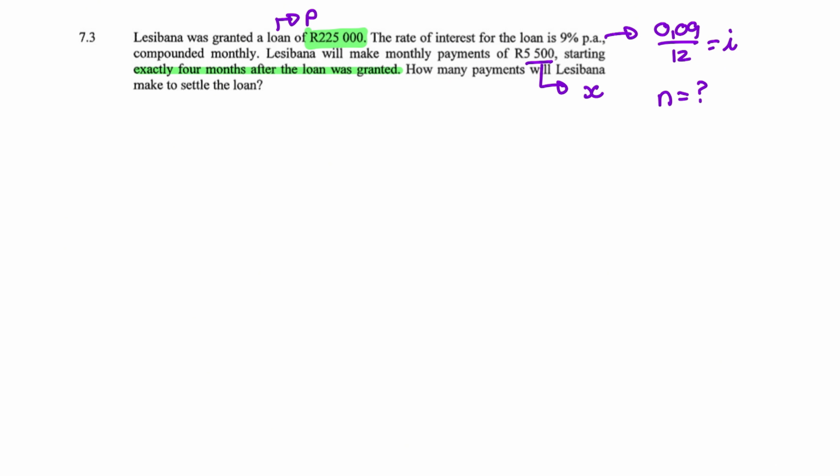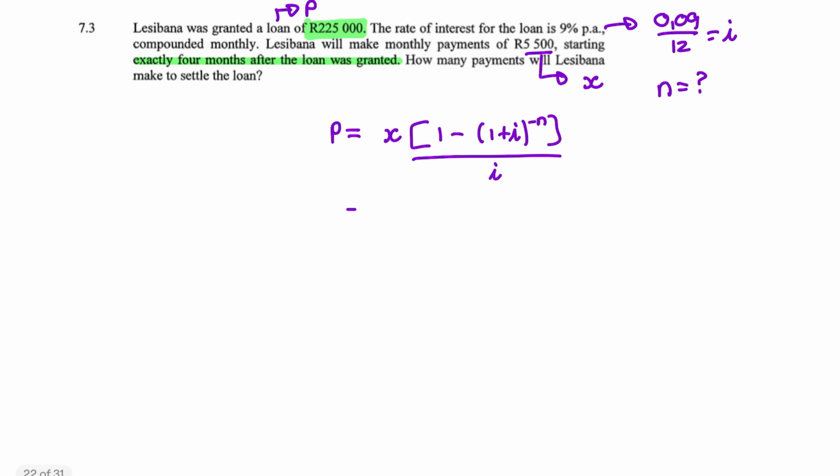So let us start by writing down the correct formula from our formula sheet. We have P is equal to x multiplied with 1 minus, and in brackets 1 plus i to the power of negative n, divided by i. Now we need to be careful. The P value is not 225,000 Rand, but it's actually 225,000 Rand that earns 3 months of interest.